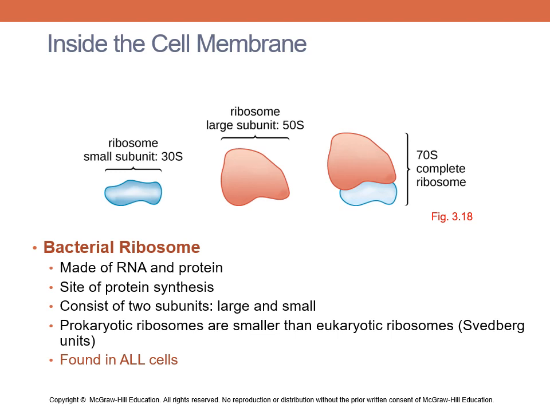But 50 and 30 doesn't equal 70 because the S stands for Svedberg units and is not based on mass, but is based on the sedimentation rate, how fast something settles to the bottom in a solution. Eukaryotic ribosomes are 80S, which means they sediment faster than the 70S prokaryotic ribosome. Ribosomes in archaea are also 70S but have different proteins and ribosomal RNA molecules. Ribosomes are found in all cells because all cells require proteins.